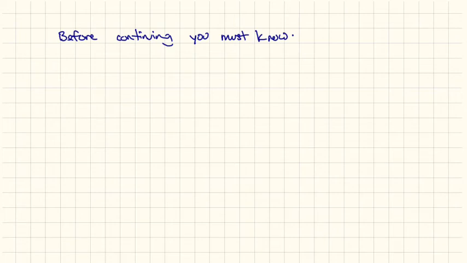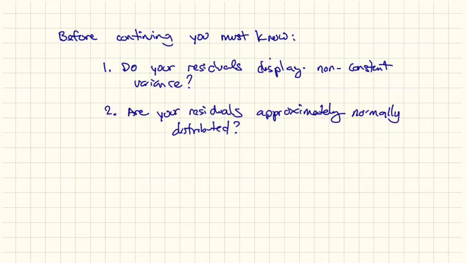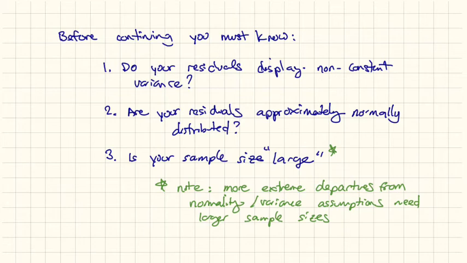Before we keep going, we need to know whether our residuals have non-constant variance. We need to know if they're approximately normally distributed, and we want to know if our sample size is large. When I say large, it can be pretty small if it's just a departure from normality. However, for big departures from normality, with extreme outliers or a really skewed distribution, or if we have a bad non-constant variance or something like that, we are going to need bigger sample sizes. Definitely more than 50. For minor departures from normality, we might only need 10 or 20.